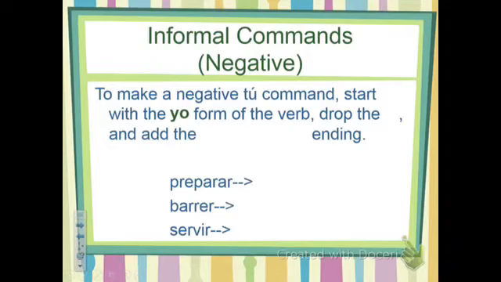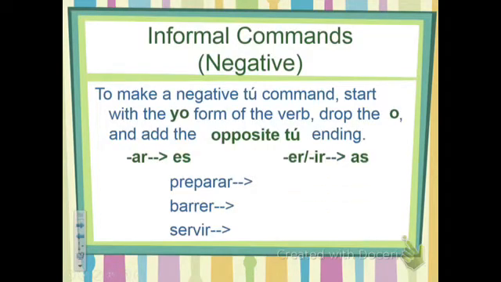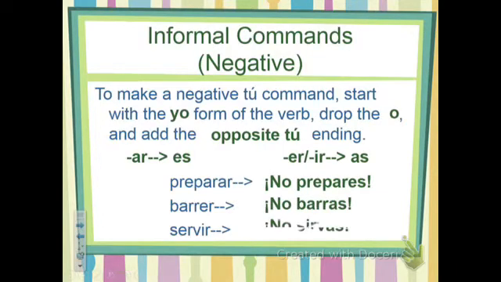Now, to make it negative, to tell somebody to not do something, we're going to start with the yo form of the verb, drop the O, and add the opposite tú ending. Okay? So, for example, preparar is going to be... our AR verbs are going to go to ES. I'm sorry. ER and IR verbs are going to go to AS. So, preparar, no prepares. Barrer, no barras. Servir, no sirvas. So just remember that if you're going to tell somebody no, you're asking them to do the opposite of what you would tell them to do otherwise.